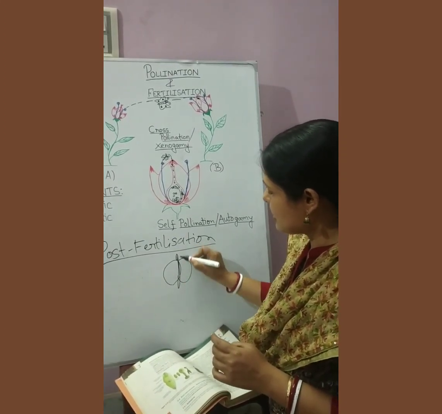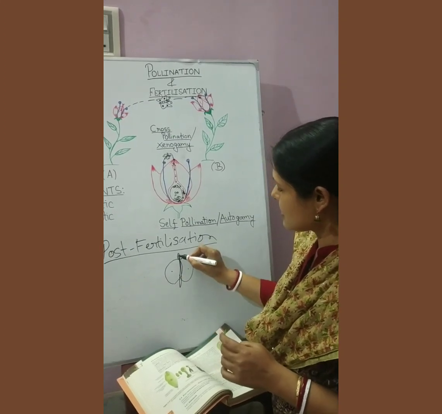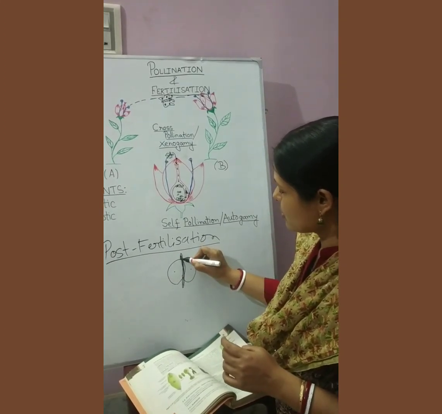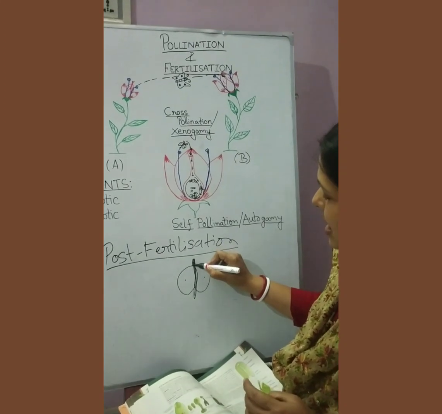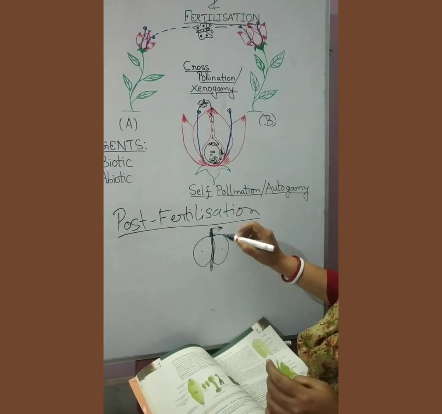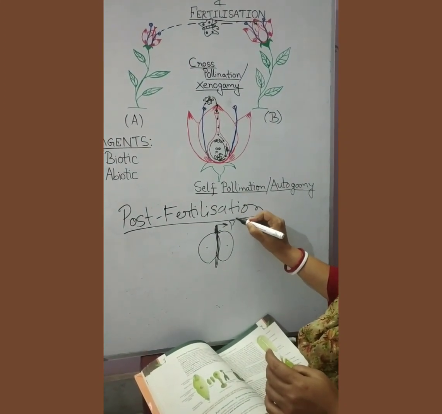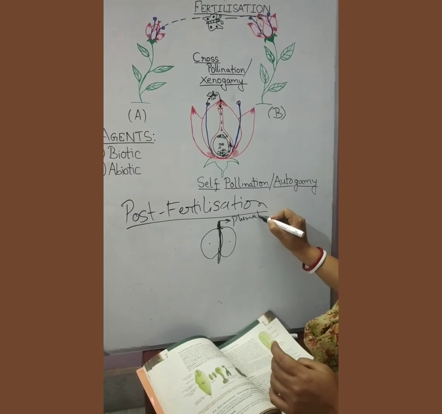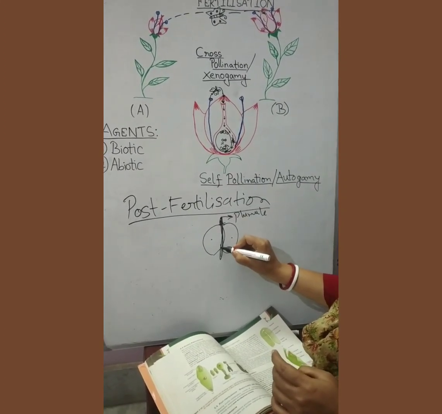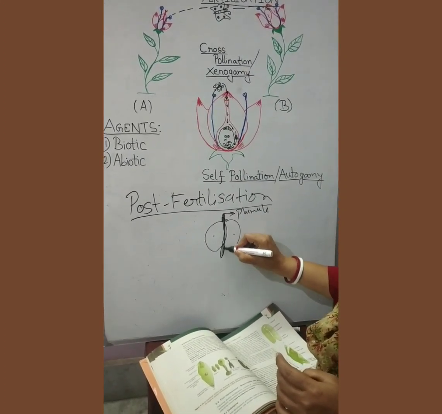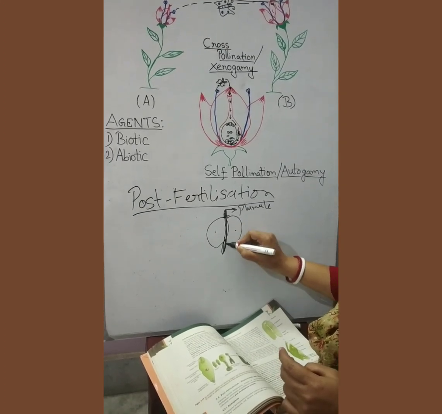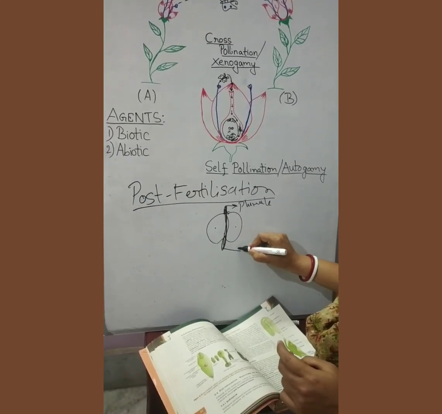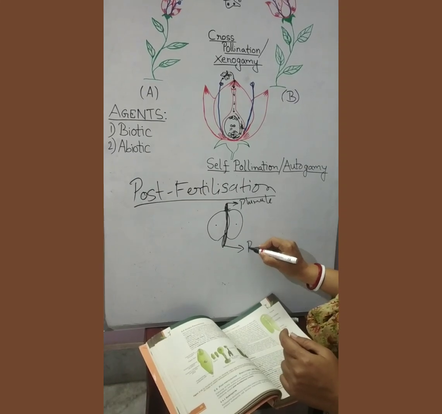it has an embryonal axis. These are the two cotyledons and this is the embryonal axis. This portion of the embryonal axis is called your epicotyl, and the tip of the epicotyl is called your plumule. And this portion to which it is joined to the cotyledon is called your hypocotyl, and the tip of the hypocotyl will be called your radicle.